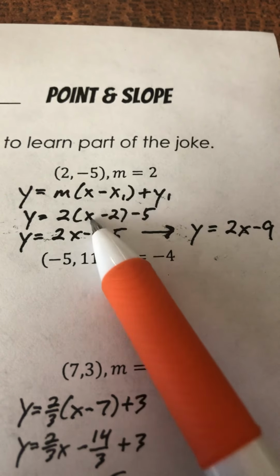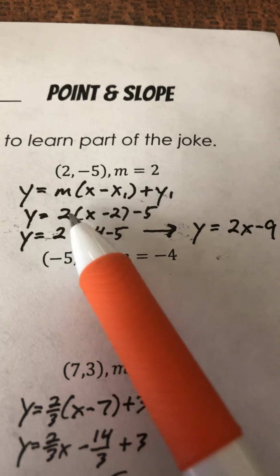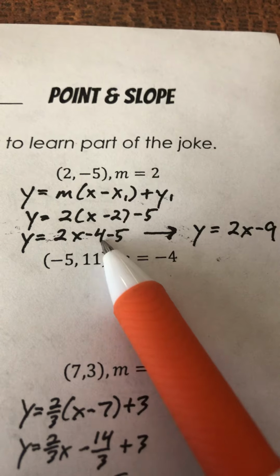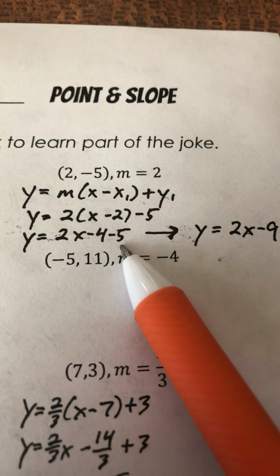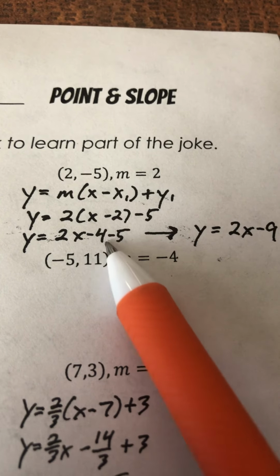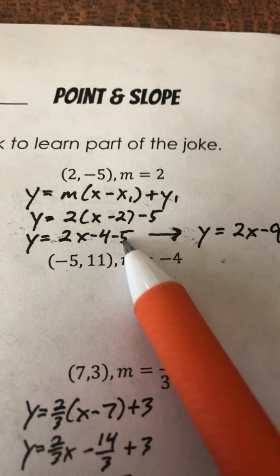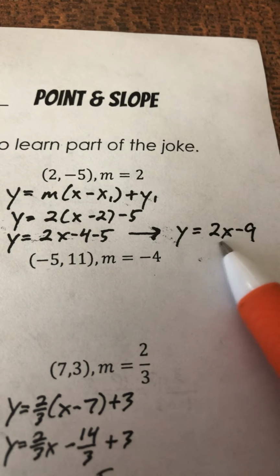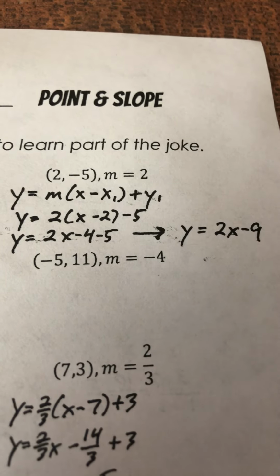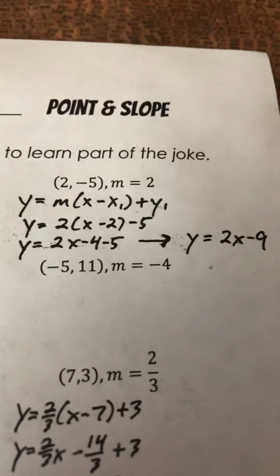So I do the distributive property: 2x, and then 2 times a negative 2 is negative 4, and I bring down my negative 5. I just put these two together, combine like terms, negative 4 minus 5 gives me negative 9. I just bring down everything else, so y equals 2x minus 9. Number 5.